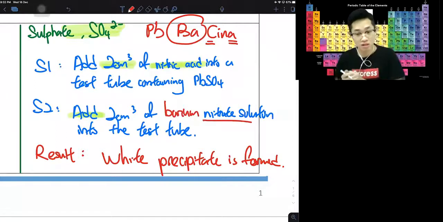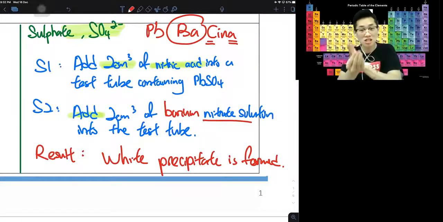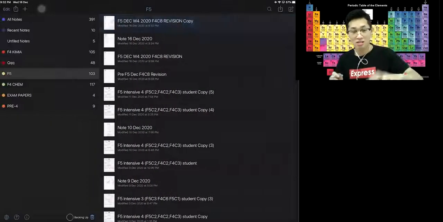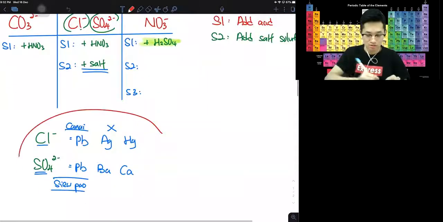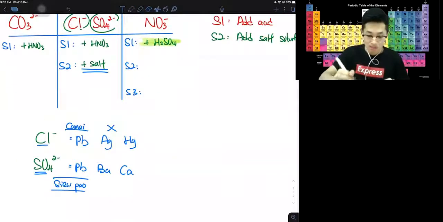Stick back to nitrate. You see, just one word different only. Barium, silver, exchange. Same answer. Finished already. Okay, so level 1, level 2 settled. So let me go back and fill up my short notes, so that later I can let you take a screenshot or something.